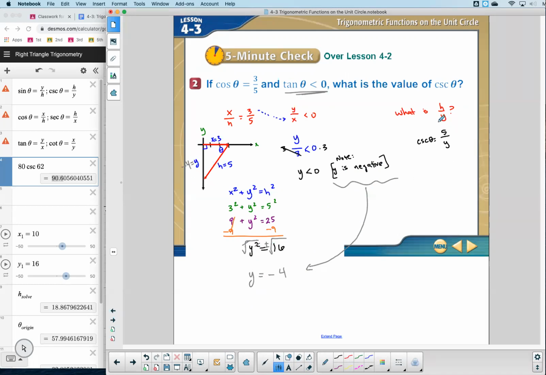So to get our answer, I come over here, and I'm just going to replace this with a negative 4. So the answer is CSC theta is 5 divided by negative 4. Okay, so that's how you would solve that problem there.